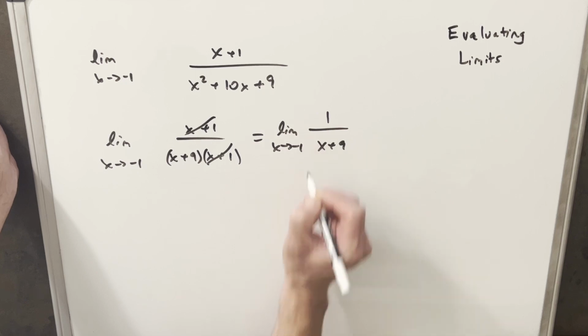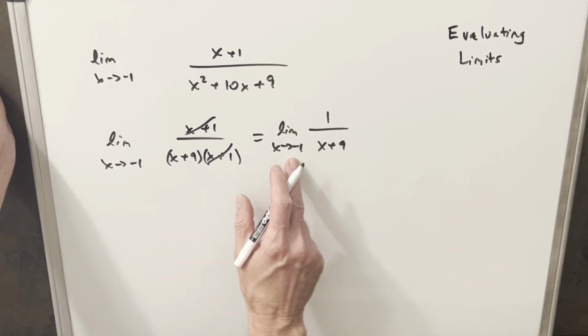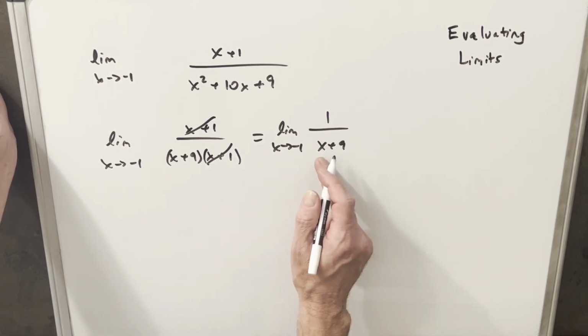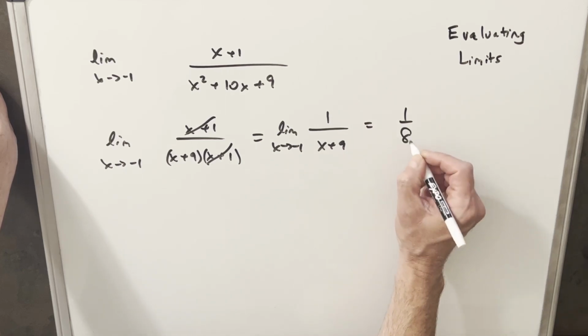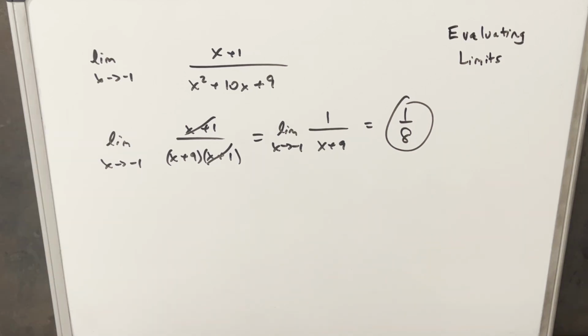And now let's evaluate it at minus 1 and see what happens. We plug this in. In the denominator, we're going to have minus 1 plus 9 is an 8. So we're going to end up with just our limit of 1 over 8. I think I have space. Let's just do another one right down here on the bottom half of the board.